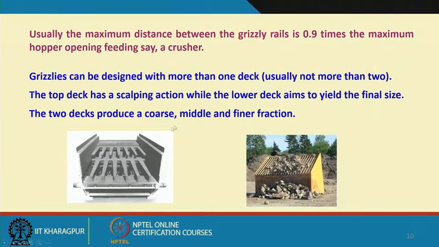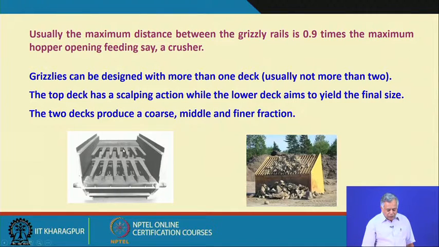The two decks produce a coarse, middle and finer fraction. If this aperture is bigger than that aperture, you will have a very coarse material, and you will decide whether to crush it further or whether you do not require these materials at all, so you can remove them from the entire circuit. You will have a coarse fraction, and the material which has passed through this but retained on that is the middle size, because the aperture sizes are smaller, and whatever material passes through that is called the finer fraction. So, you can have 3 size fractions when you are using 2 decks.